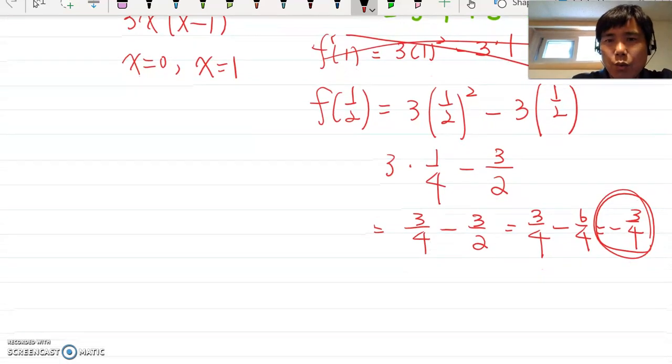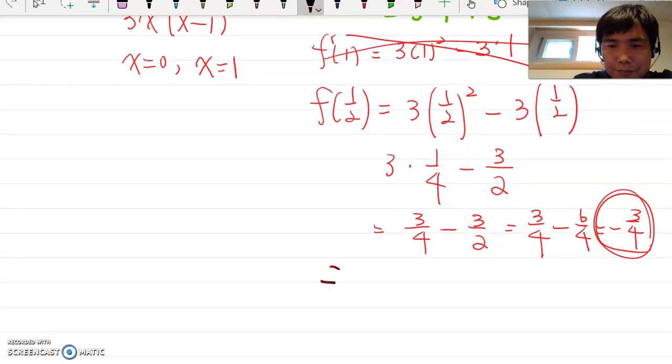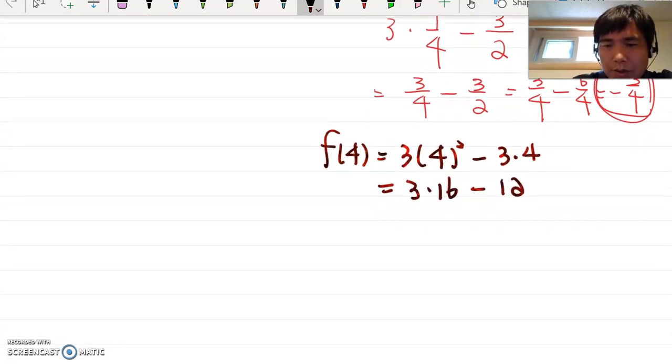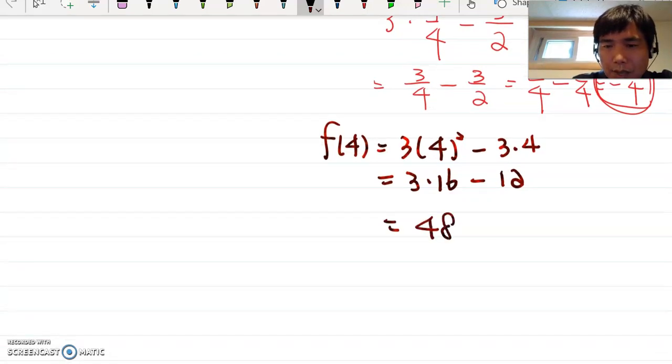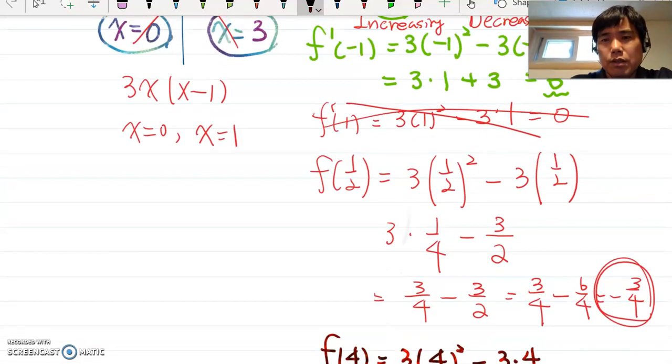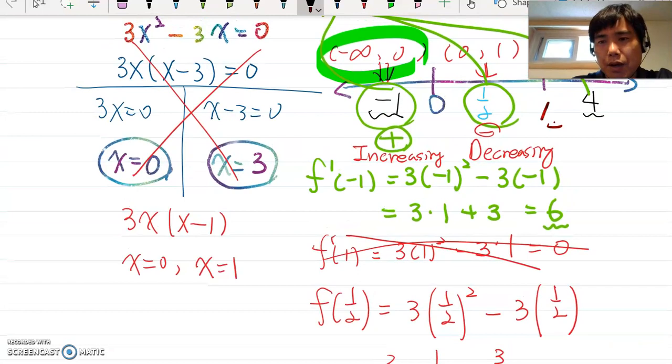Now f prime of 4, then 3 times 4 squared minus 3 times 4, then 3 times 16 minus 12. So this becomes 48 minus 12 equals 36, which is a positive number. Okay, so again, this is positive here, which means increasing.